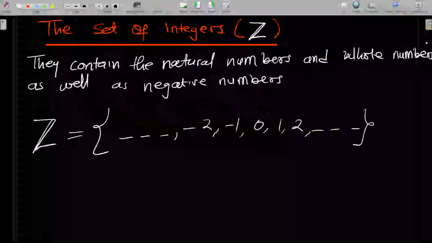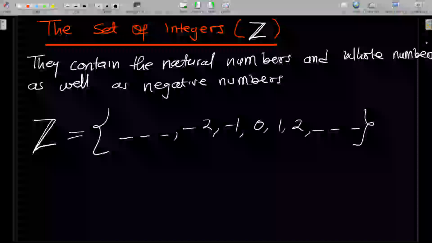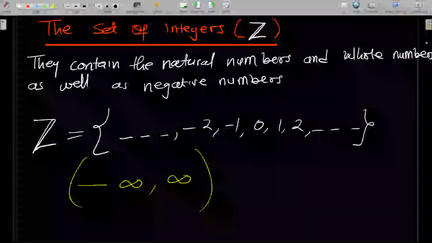Now let's talk about the set of integers. The set of integers contains the natural numbers, the whole numbers, as well as negative numbers. So if you have from negative infinity to infinity, all the numbers in between being single whole numbers, then this is what we call integers. When I mention single whole numbers, I mean fractions are not part of this interval. Like I have here, negative infinity all the way to negative 2, negative 1, 0, 1, 2, going to positive infinity.